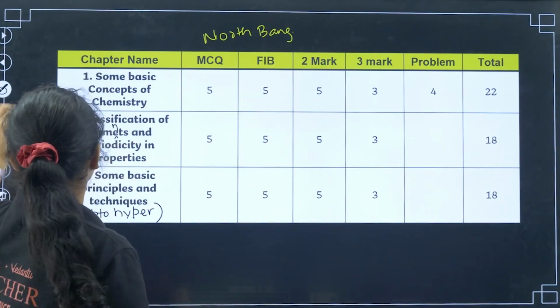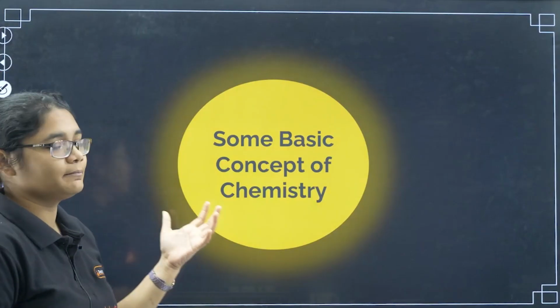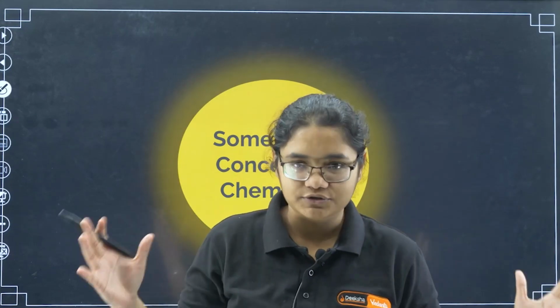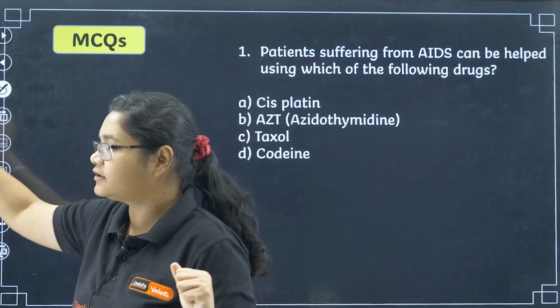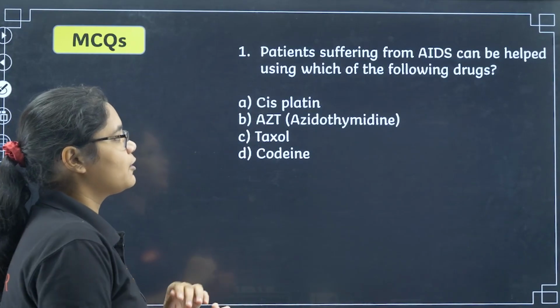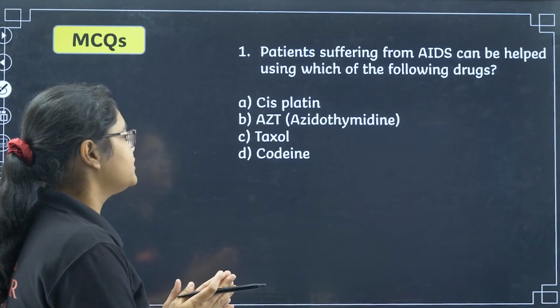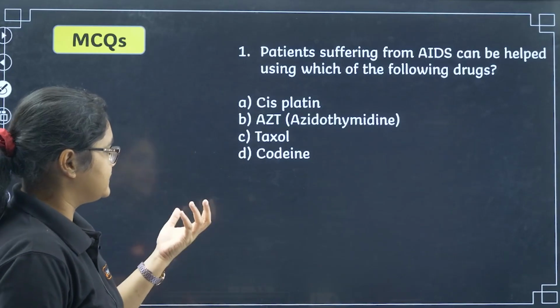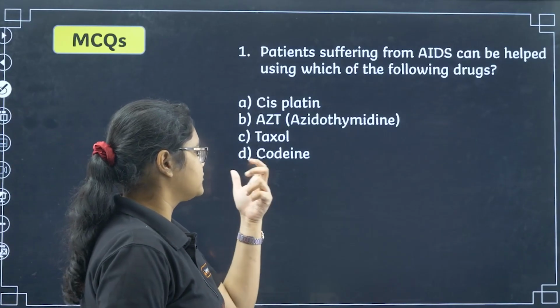Okay, so moving on to the first chapter, that is some basic concepts of chemistry, a very important chapter and a very fundamental chapter for the whole of chemistry, I can say. So here we will go with the first question, that is from the applications part. The patient suffering from AIDS can be helped using which of the following drugs? Is it cisplatin, is it AZT, is it Taxol, is it codeine?